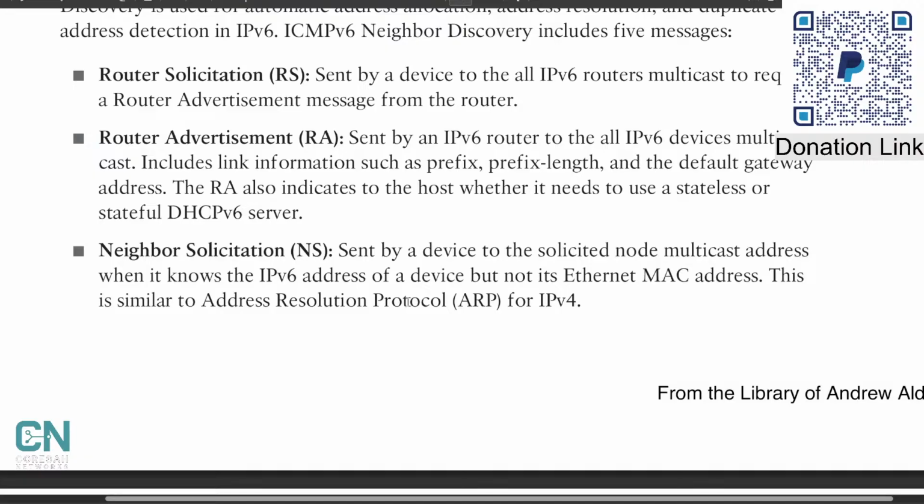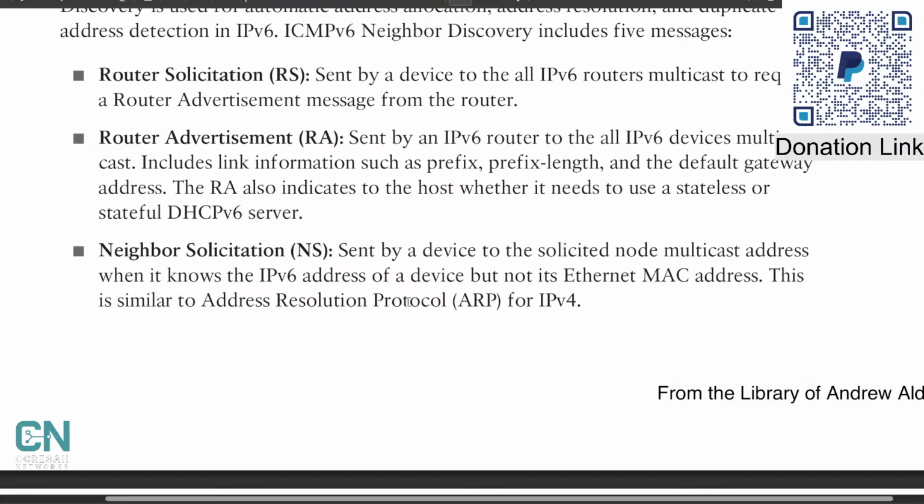Router advertisement, RA, is sent by an IP version 6 router to the all IP version 6 devices multicast. It includes link information such as prefix, prefix length, and the default gateway address. The RA also indicates to the host whether it needs to use a stateless or a stateful DHCP version 6 server.